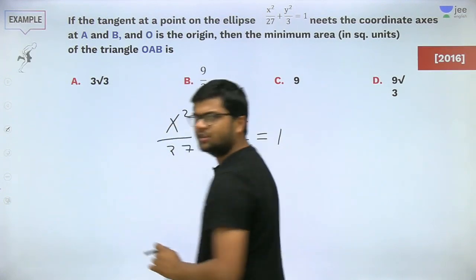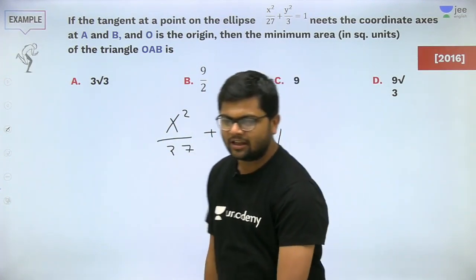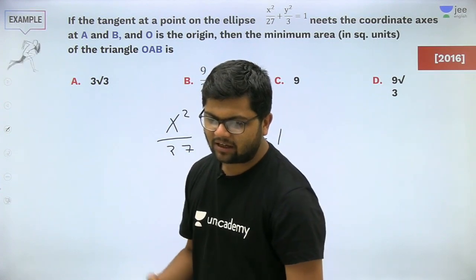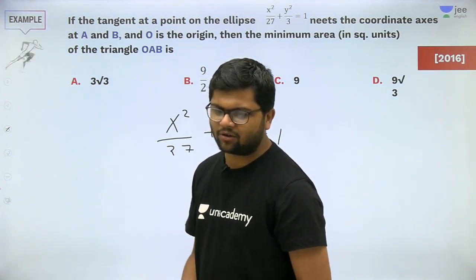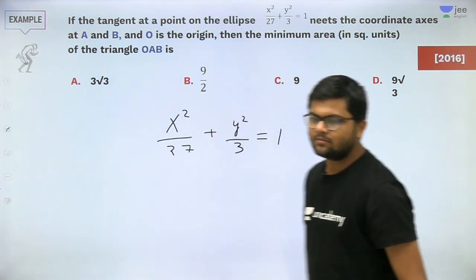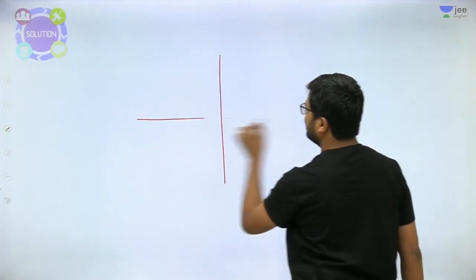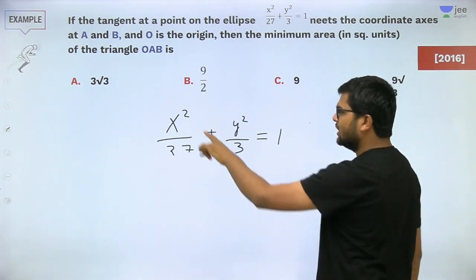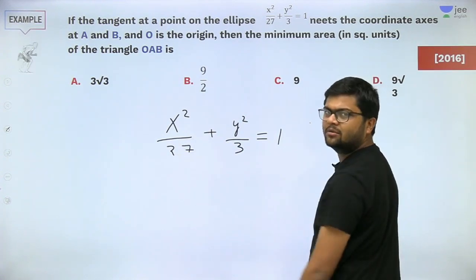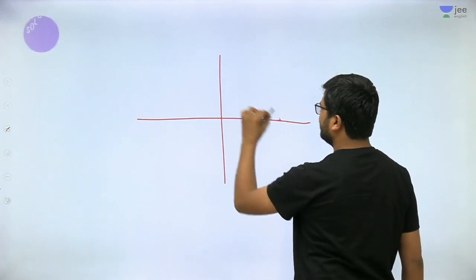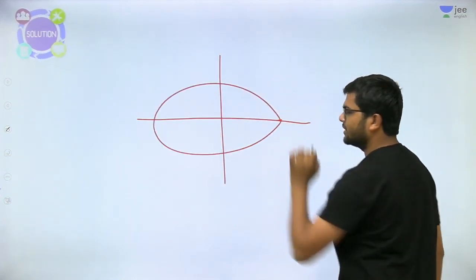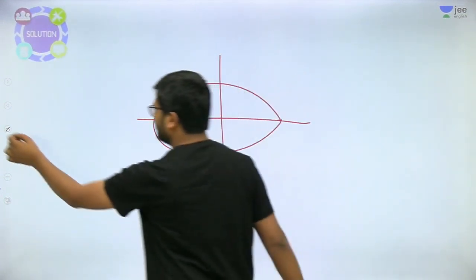Now let me draw this ellipse, and then we will analyze the situation. Getting my point? Okay, now let's plot the ellipse. This ellipse is a horizontal ellipse, because the coefficient of x square is greater than the coefficient of y square. So this will be the rough sketch of this ellipse.